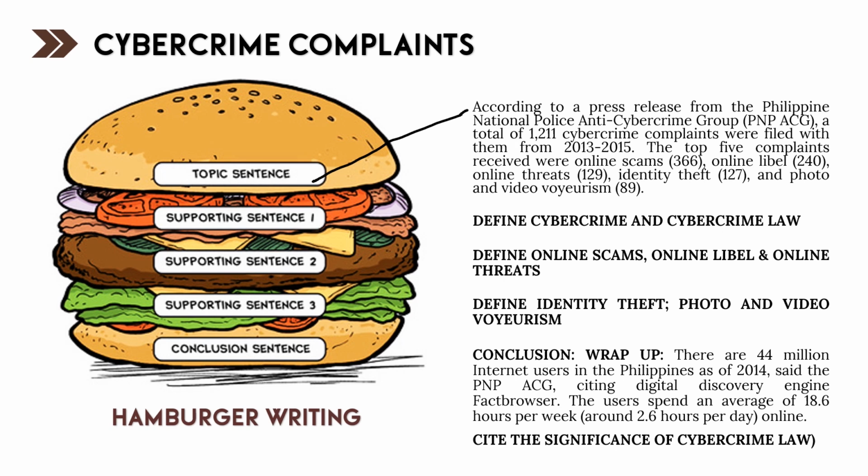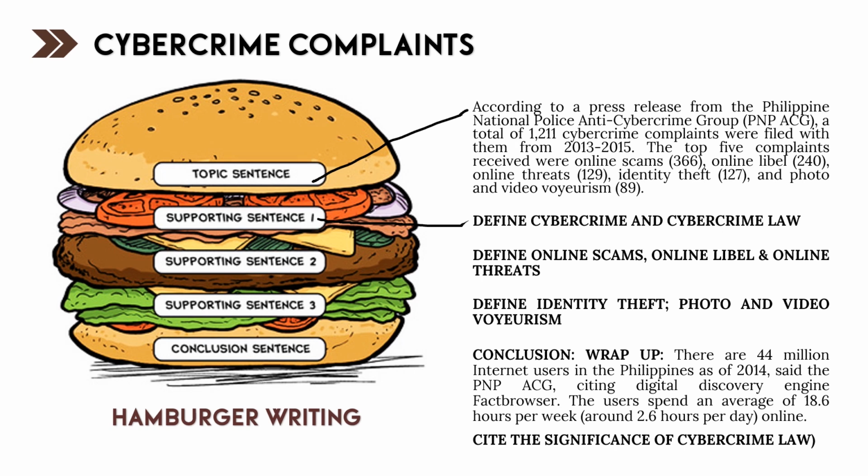So, how will you add the next supporting sentence? You can define cybercrime and cybercrime law. Earlier, it was said that you would have to search or browse for other sources of information to make your writing credible and effective. So, you can browse the internet so that you can define the cybercrime and the cybercrime law.